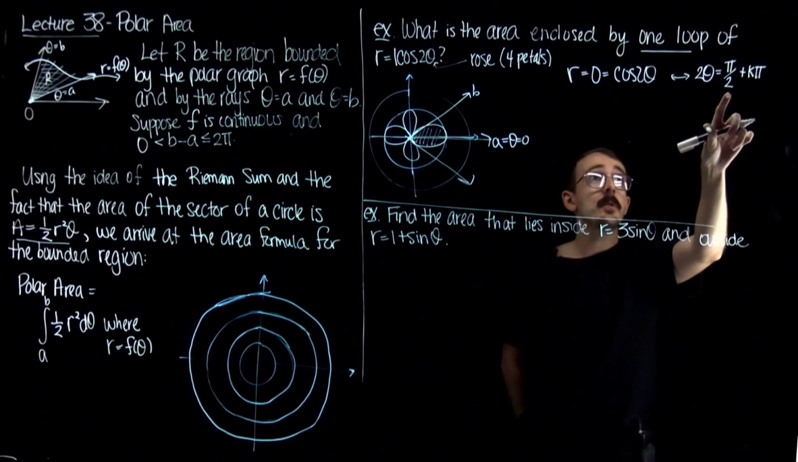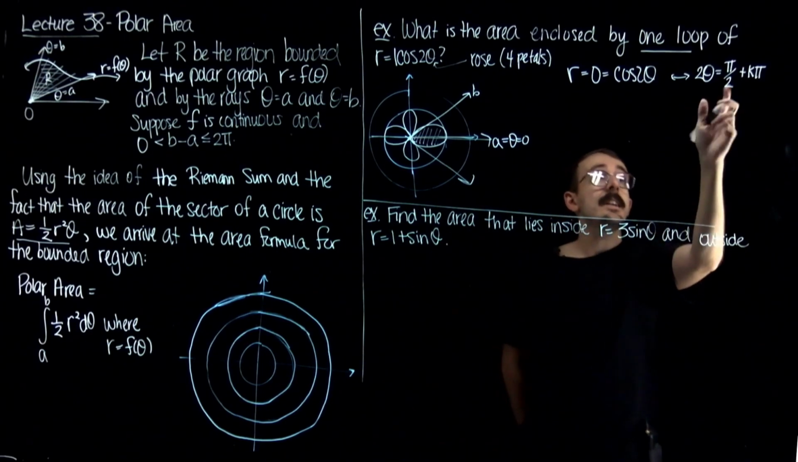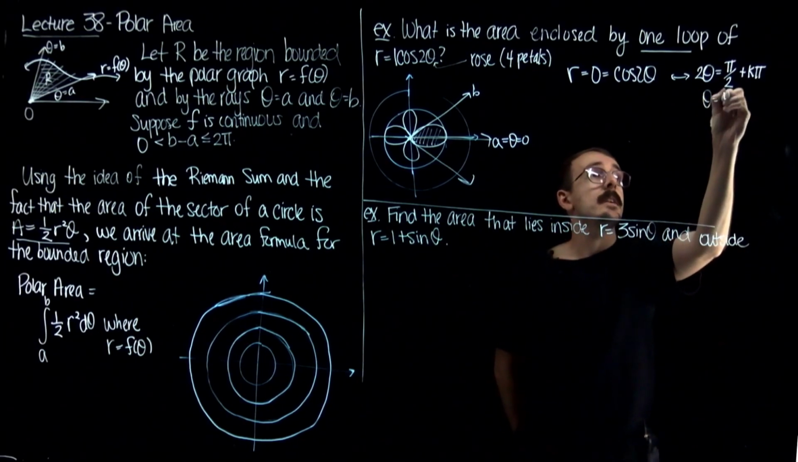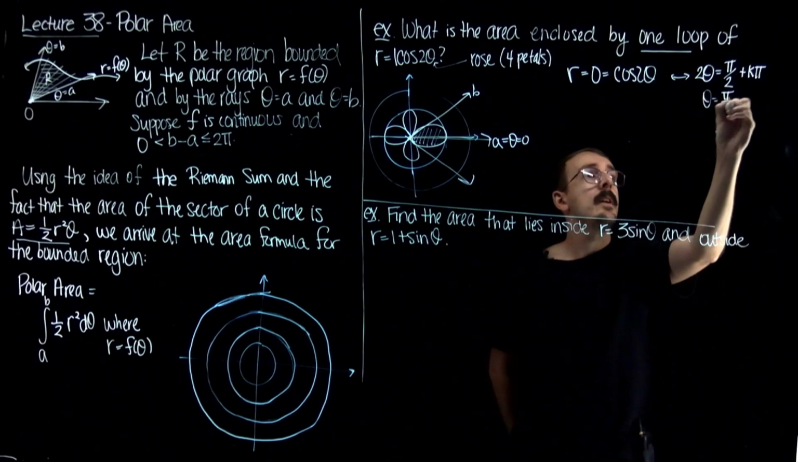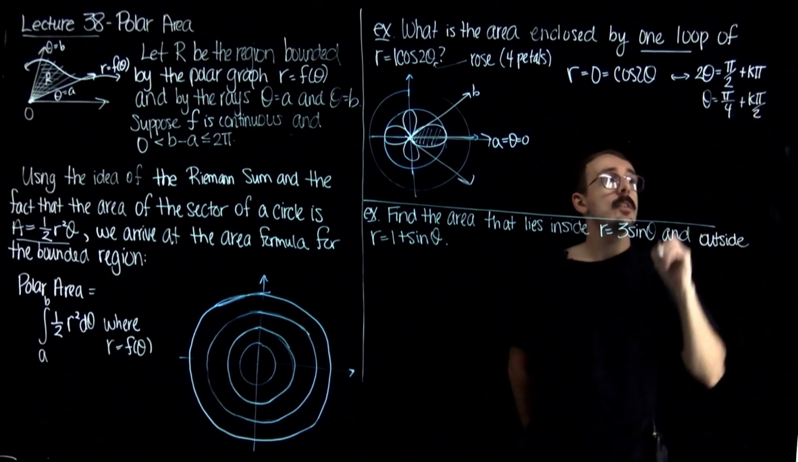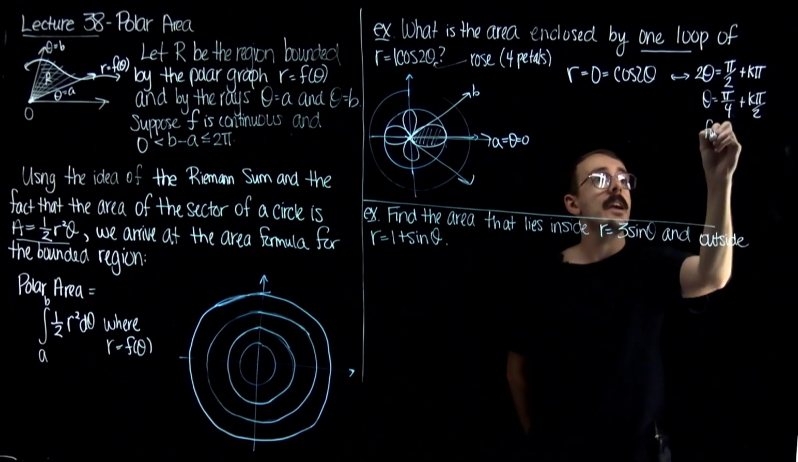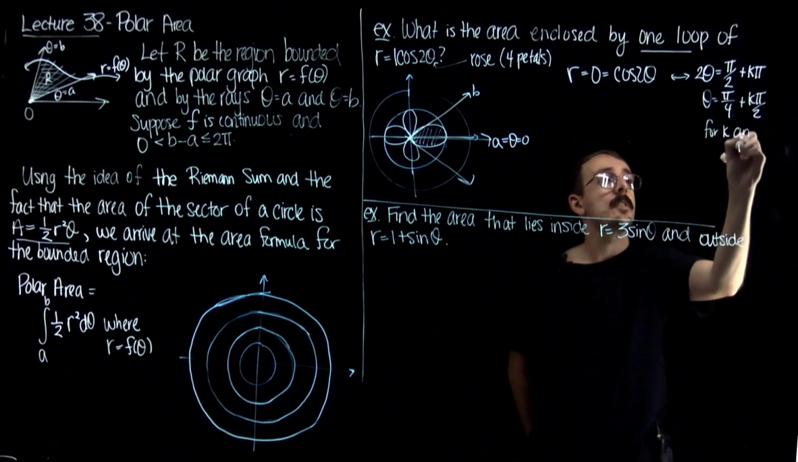So at pi over 2, we know cosine of pi over 2 is 0, so I need this to be true. That means my angles need to be, if you divide both sides by 2, pi over 4 plus k pi over 2, where k is just some integer.